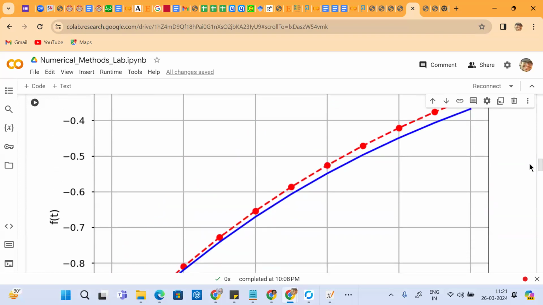Is it? Like you can see how. So therefore the error is coming. The error is creeping in, right?